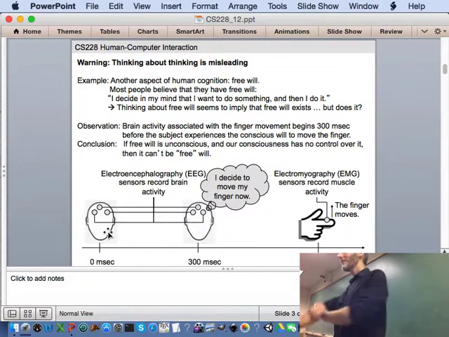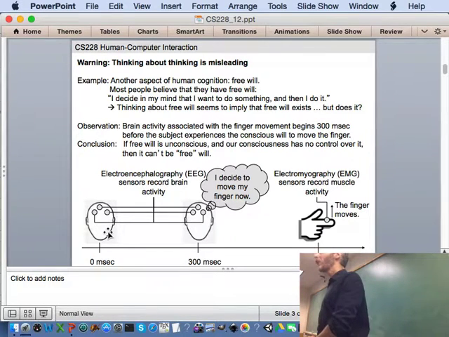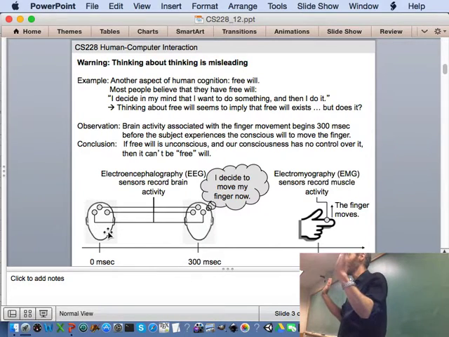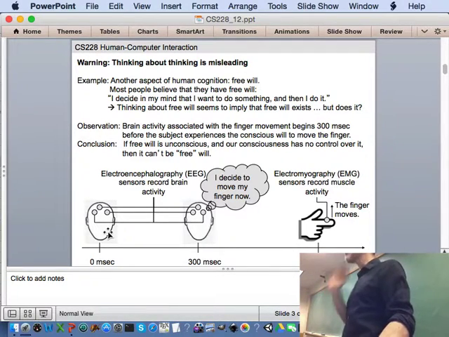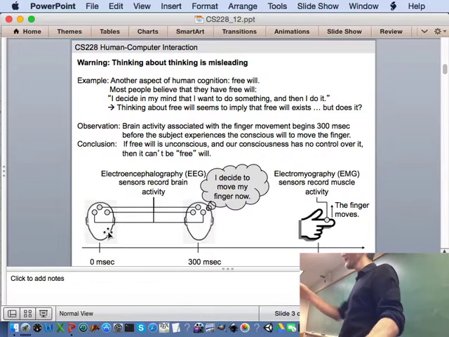Yes? Would that happen in, like, reflexes? Reflexes are different, right? That's not free will. You can't help drawing your hand back from the stove if you touch it, right? It just happens. This is something where it's clearly set up to give you the freedom to decide when to do something. We're all pre-programmed then. Perhaps. I don't know. This is just the data that we have from the Libet experiment. Okay, so just remember as we continue, thinking about thinking is misleading.